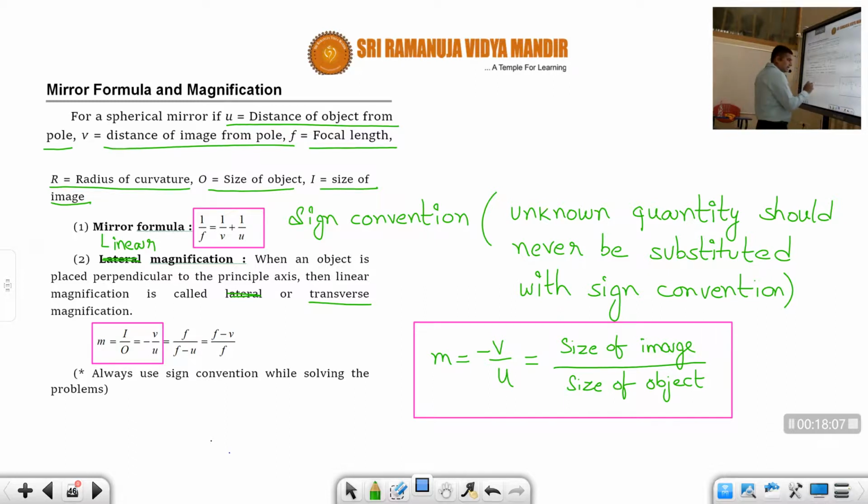And then we have these direct formulas for magnification in terms of f and u: f by f minus u, and f minus v by f. These also you can remember, students, very, very important. These are also helpful. These are other forms of magnification. So this is about the spherical mirrors. In simple we have only these three formulas: 1 by f equal to 1 by u plus 1 by v, and magnification m equal to minus v by u, or size of the image by size of the object, or you can also write it as f by f minus u or f minus v by f.